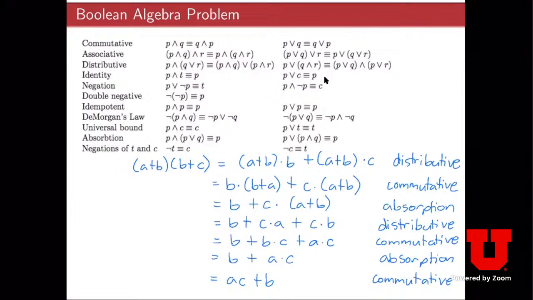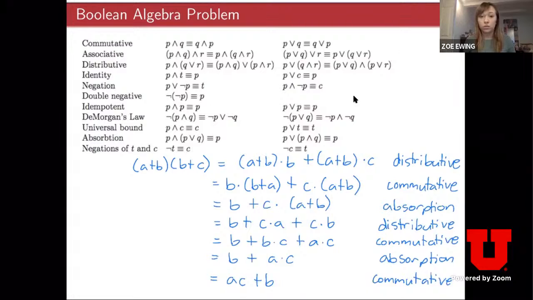Could you not just start with the AC plus B since they're equal and end up with the A plus B times B plus C? Yeah, you can do that as well. And all of that works because of the commutative property, because we know that these equivalences apply either way, because we know that commutative applies to Boolean algebra.